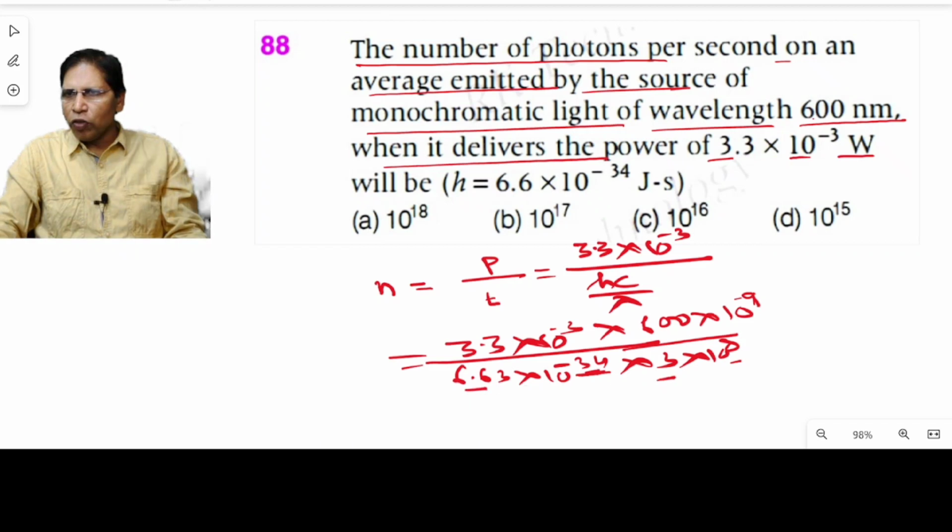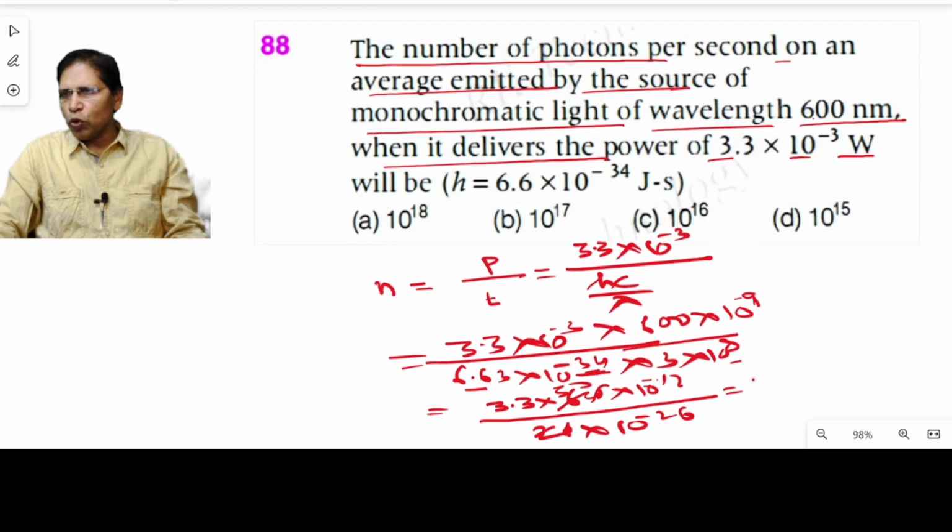Now this into this is almost 20, so this is 3.3 into 600. Now this is 600 into 10 to the power minus 12, and now this is 20 into 10 to the power minus 26. Now this 0 and this 0 cancel out, so this is 30. Now 30 into 3.3 is 100, and 100 means 10 to the power 2, so the rate of emission of photons is 10 to the power 16 per second.